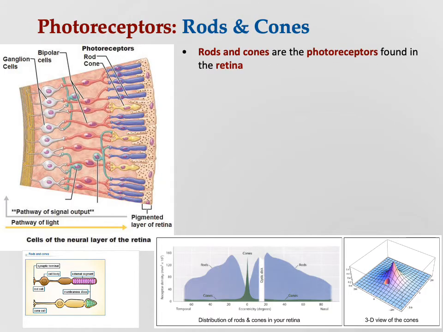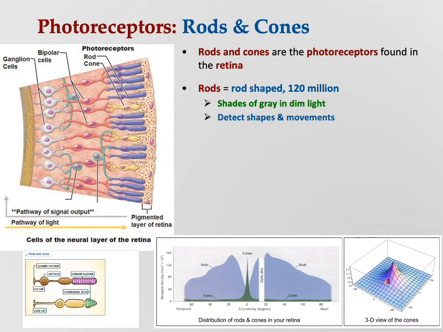So rods and cones are the photoreceptors. Photoreceptor, literally, they detect light. That's what they do. Rods are shaped like rods. Who would have figured? You've got about 120 million of them, they say, roughly. Rods can see shades of gray in dim light. They're good at detecting shapes and movements.